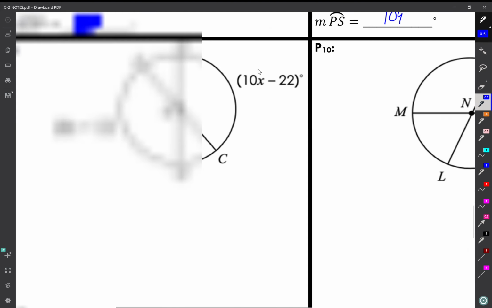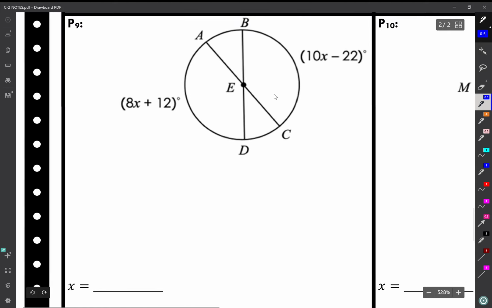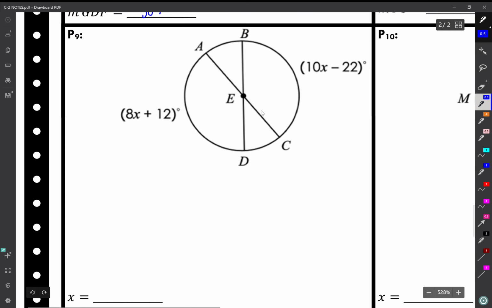All right, number 9. Finding all this stuff. So let's find x first. Notice that these are two vertical angles in the middle. So that means my arcs are equal. So we'll set those expressions equal to each other. 10x minus 22 equals 8x plus 12. Then subtract 8x from both sides, leaves me with 2x equals the 22 plus the 12 will give me 34. So x equals 17.